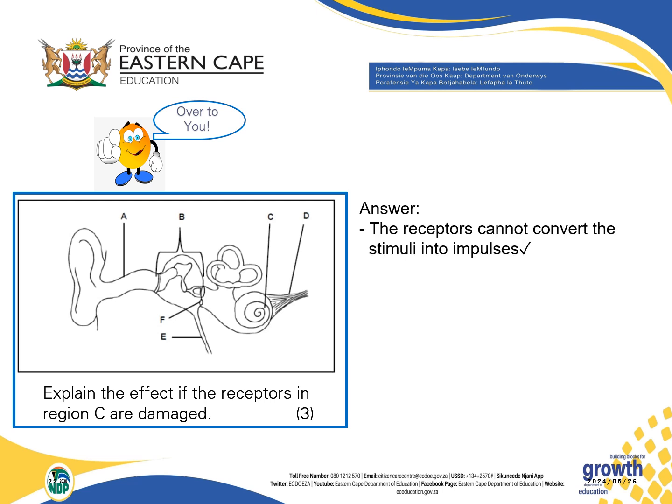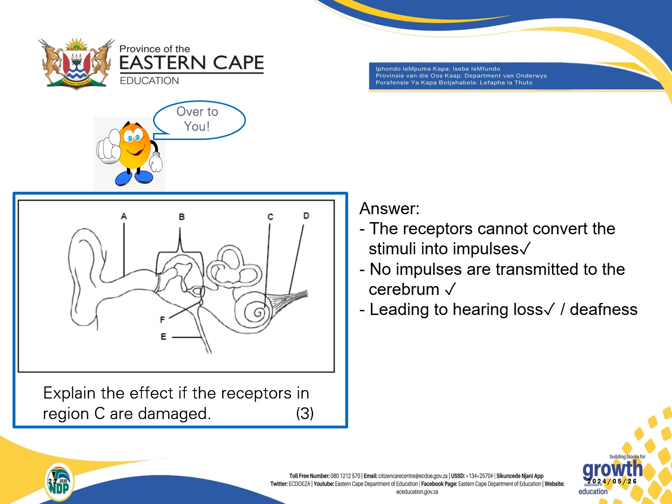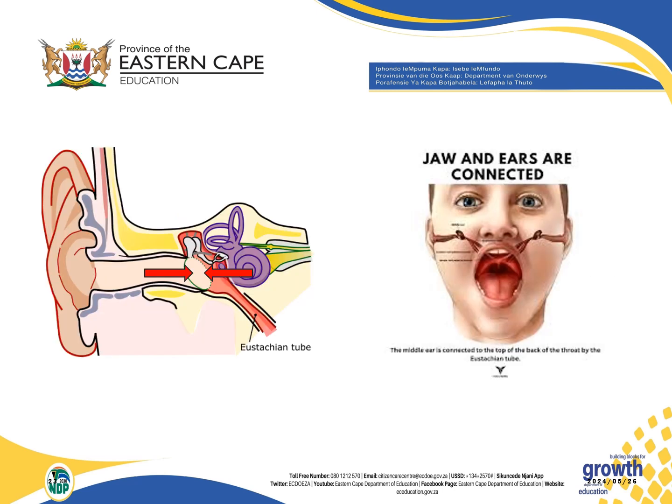If the receptors are damaged, the receptors cannot convert the stimulus to an impulse. Therefore, no impulses are transmitted to the cerebrum, and this will lead to hearing loss or deafness. I hope you have understood how to explain the damage to the parts of the pathway in the process of hearing. If you understand the process of hearing, you'll be able to understand how any damage along the way will affect hearing and cause hearing loss.